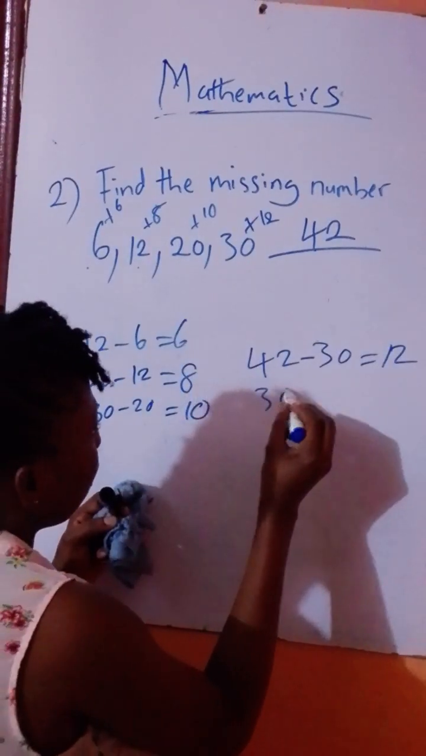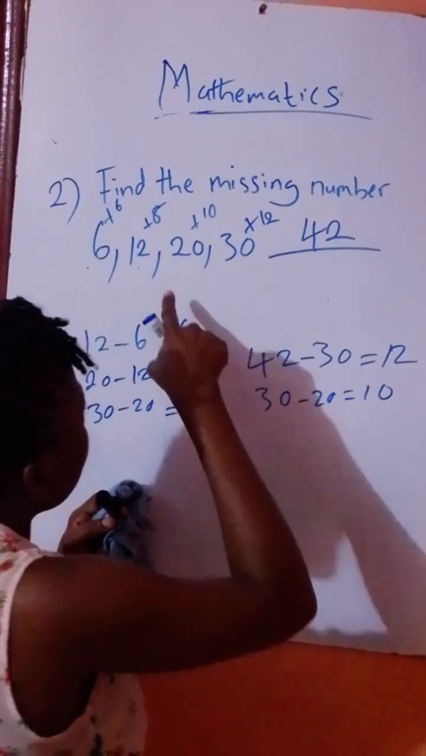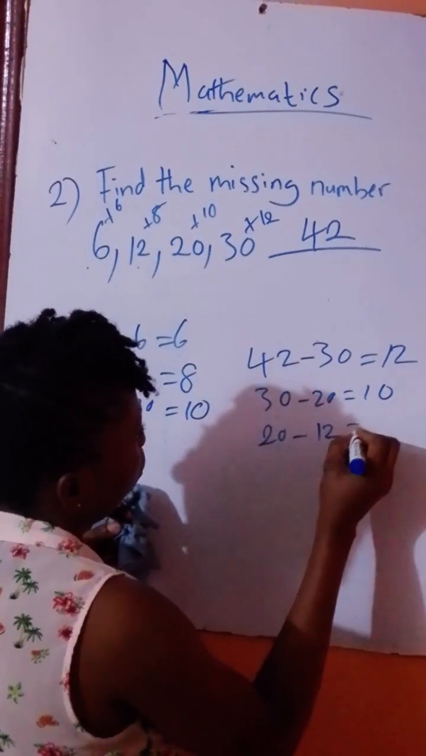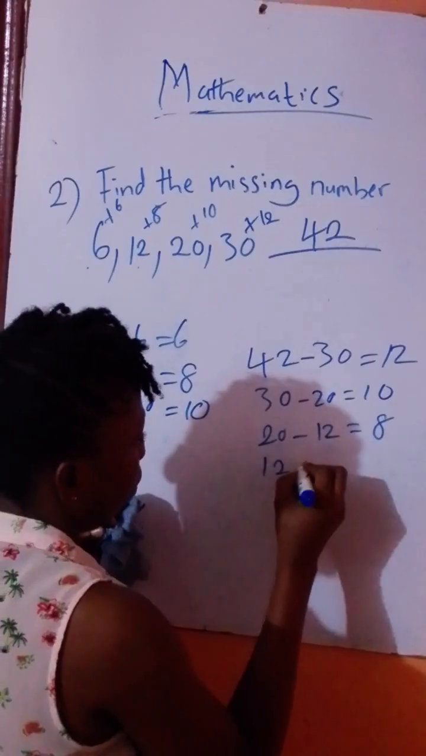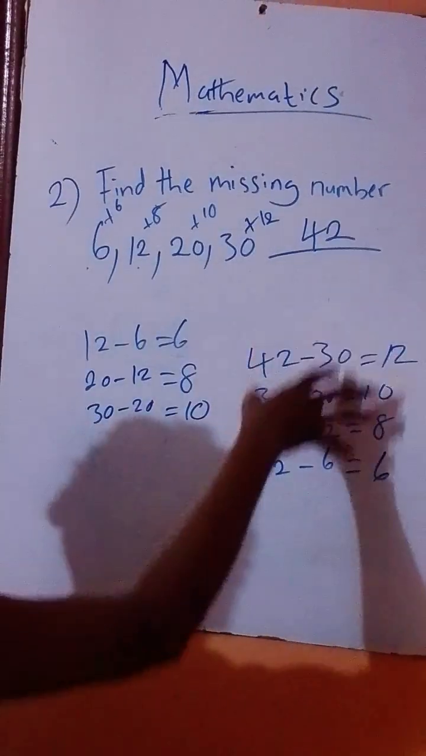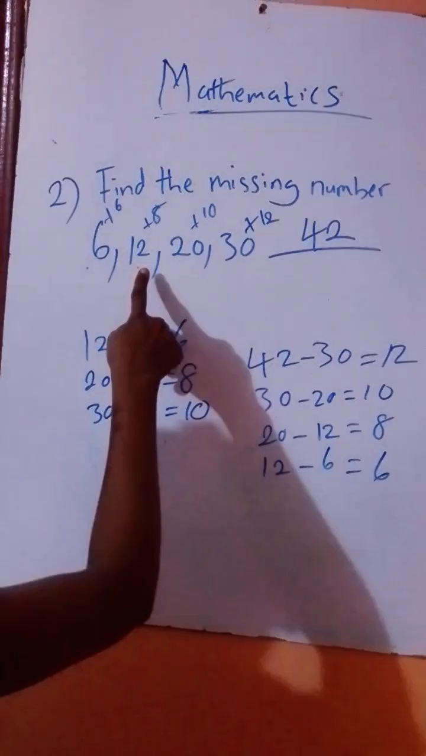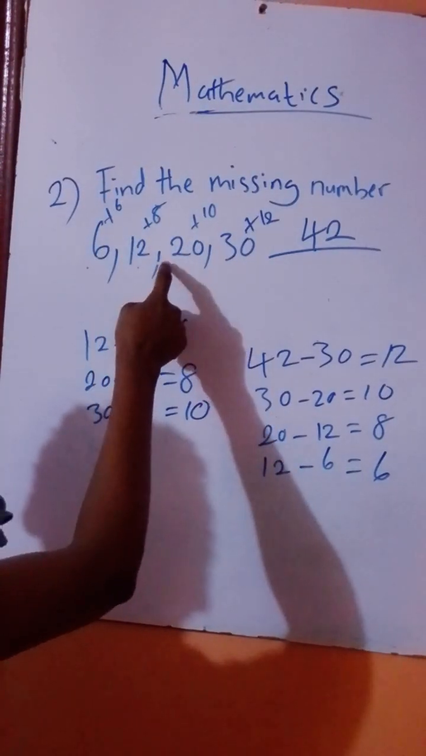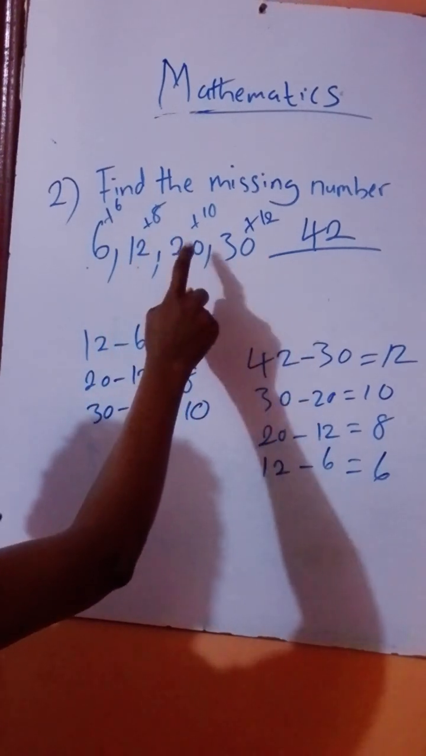Then 30 minus this 20 is going to give us 10. This 20 minus 12 is going to give us 8. This 12 minus 6, okay, this is how we got it. You are kind of taking it backward. This 12 minus this 6, you get 6. This 20 minus this 12, you get 8. 30 minus 20, 10.